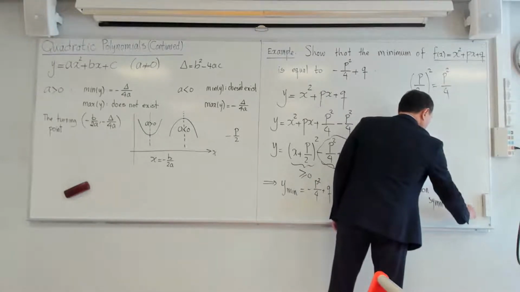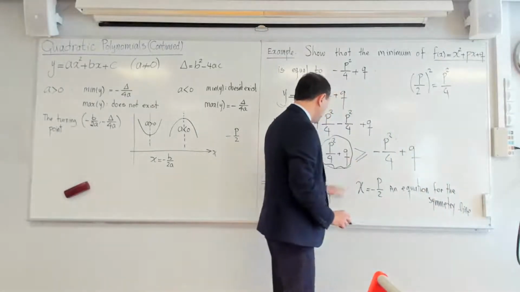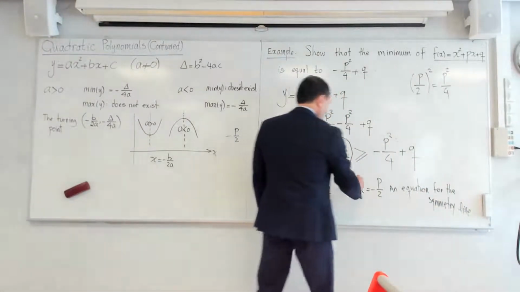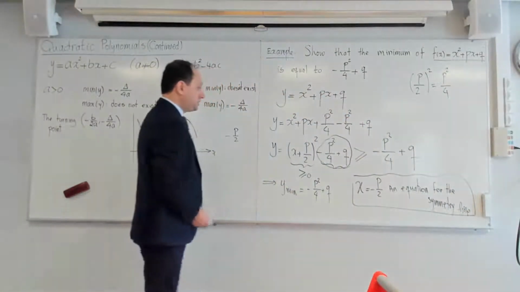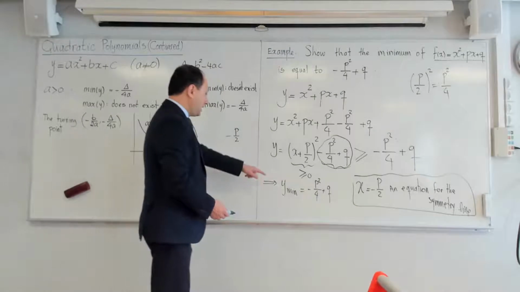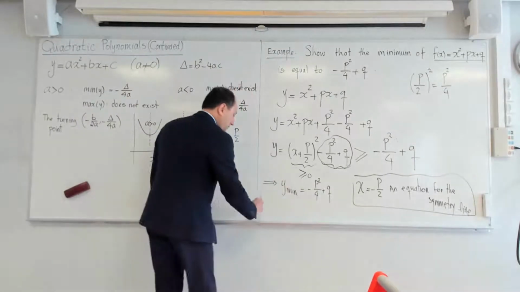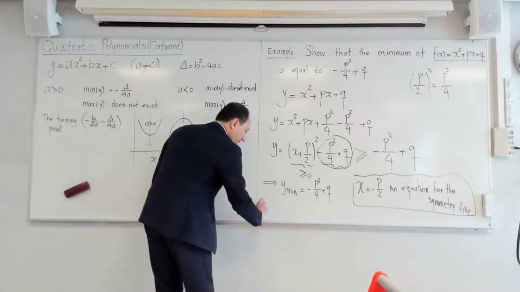So these are not included in the problem. This problem is finished here, but let me just add these things. If I ask you about an equation for the symmetry line, this is one answer that you can say. If I ask you when the minimum is achieved, you should write that, okay?